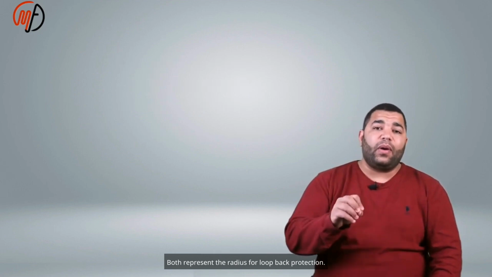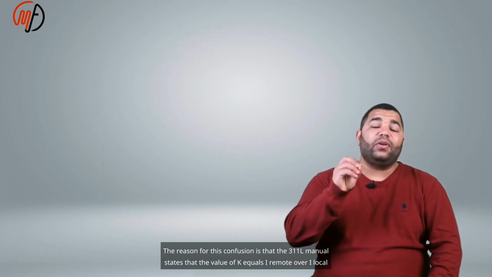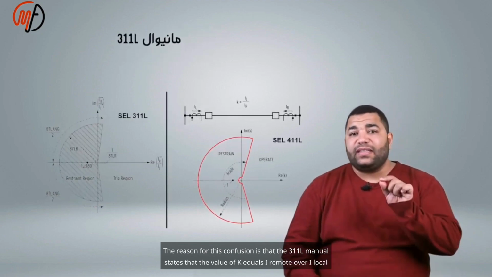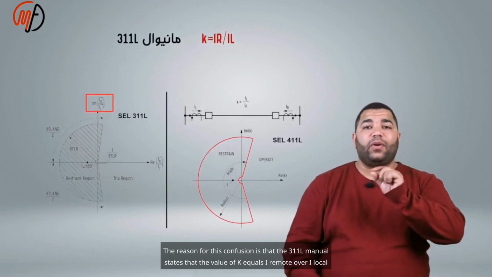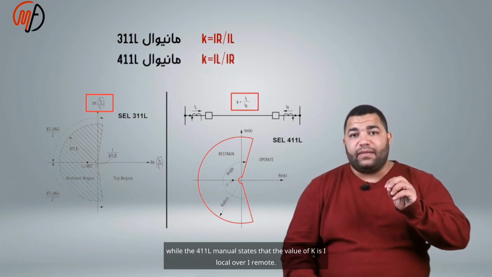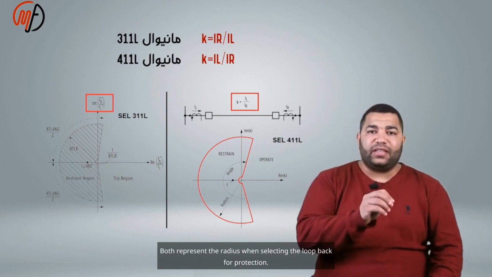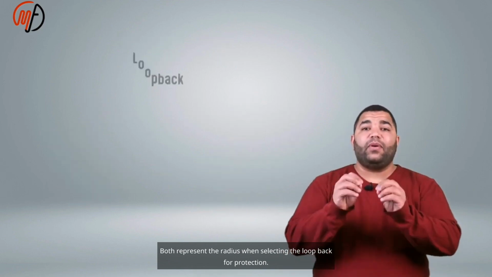Both represent the radius for loopback protection. Is it I remote over I local or I local over I remote? The reason for this confusion is that the 311L manual states that the value of K equals I remote over I local, while the 411L manual states that the value of K is I local over I remote. Both represent the radius when selecting the loopback for protection.